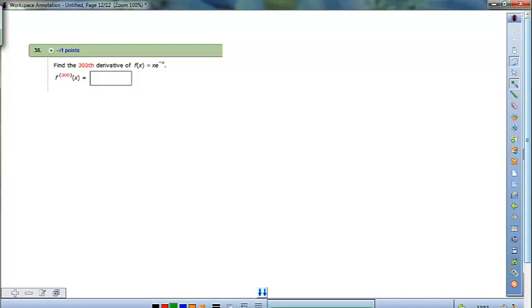Alright, let's examine one more problem. It says find a 300th derivative. Now, you probably don't want to take the derivative 300 times for this problem. So what to do is to see if we can take the derivative a couple times, maybe 3 or 4 times, and see if we can find a pattern.